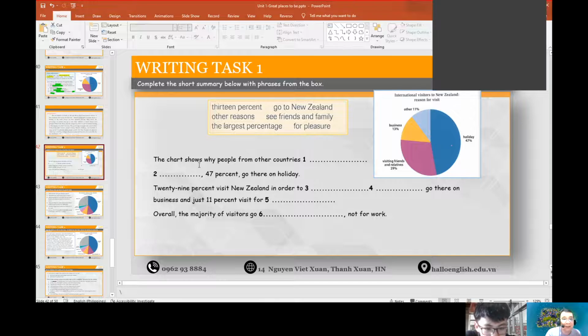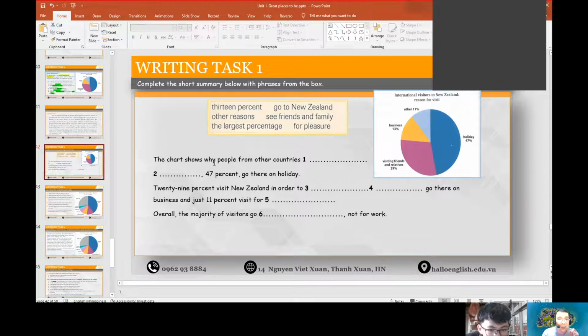The chart shows why people from other countries blank, blank. 47% go there on holiday. 29% visit New Zealand in order to blank. Blank go there on business. Number one. So we are going to get the correct answer in here. We have to choose only one from the lists.